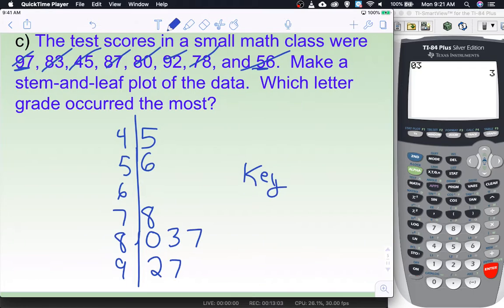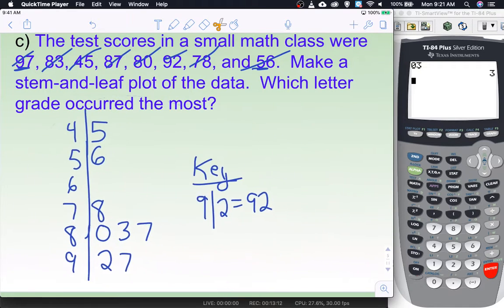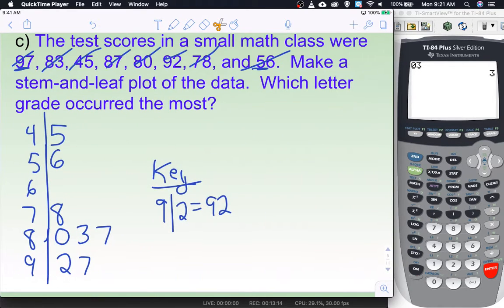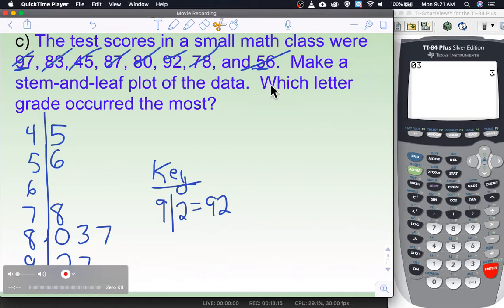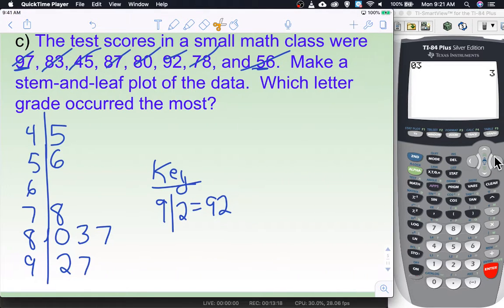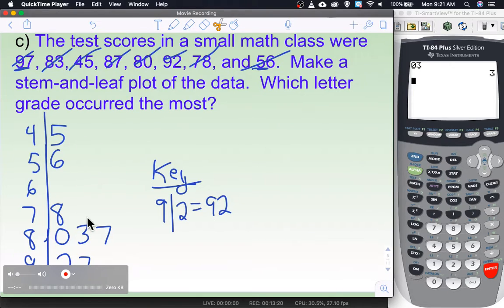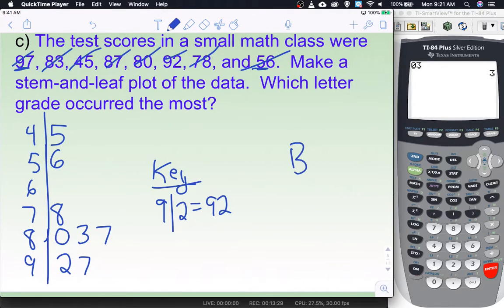And you make your key. 9/2 equals 92. So there's our stem and leaf plot that would go along with this data. Which letter grade occurred the most? Well, based off our data, we can see that the B's, the 80s, occurred the most. So that's making a stem and leaf plot.